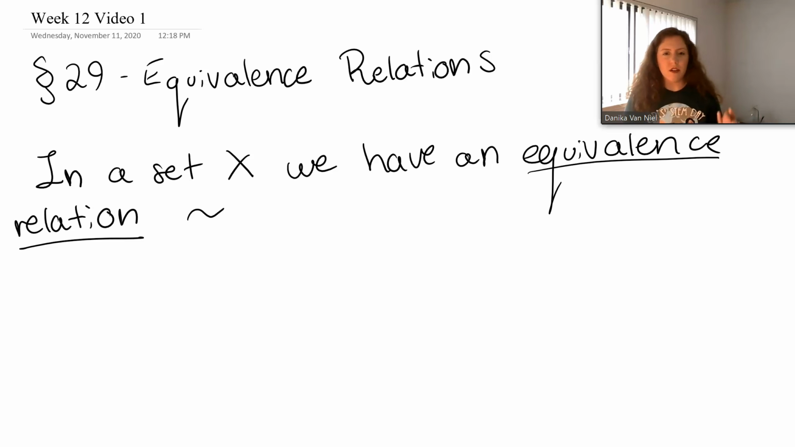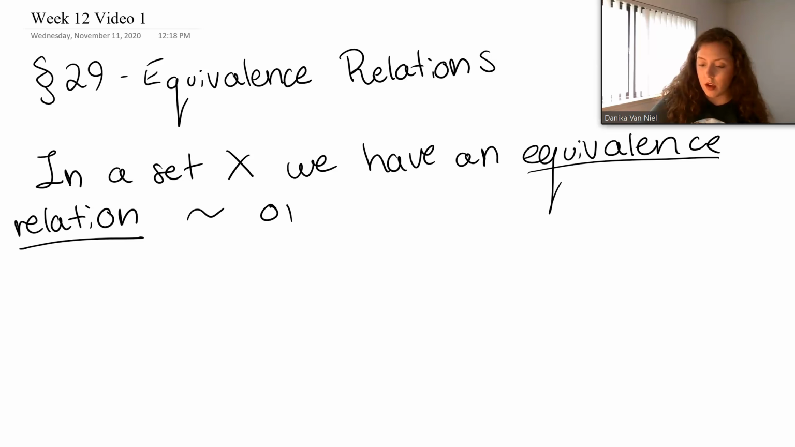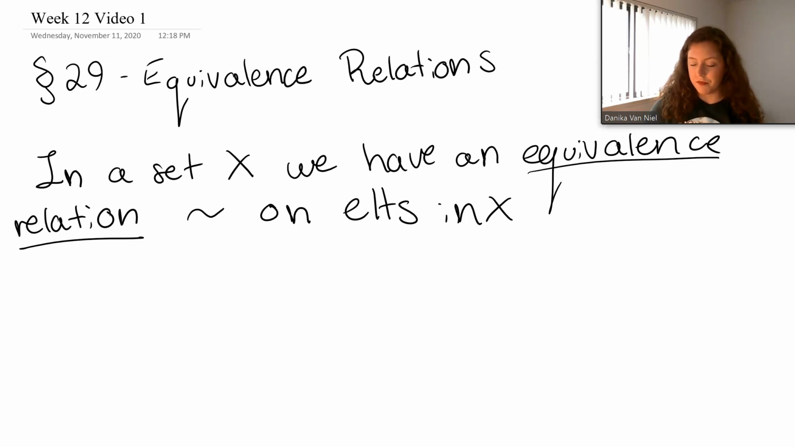So I don't think it's called a tilde. I think it's only called a tilde when it's above a letter. But yeah, one of my professors in undergrad always called it a twiddle, and so I've kind of adopted that. So in a set X, we have an equivalence relation, say twiddle is what we'll call it, on elements in X if the following statements are always true.